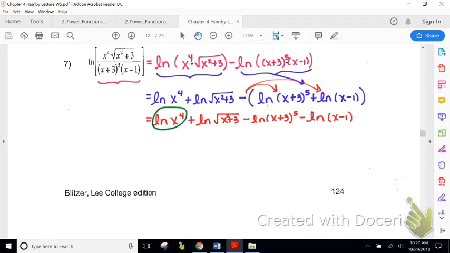All right, so what can I do to the first term? Yeah, bungee the 4 in front of its log. So 4 times the natural log of x. Plus, what about the second term? Yeah, change that radical, right? So the natural log of the x squared plus 3 inside, and it's going to be raised to the 1 over 2. Good.